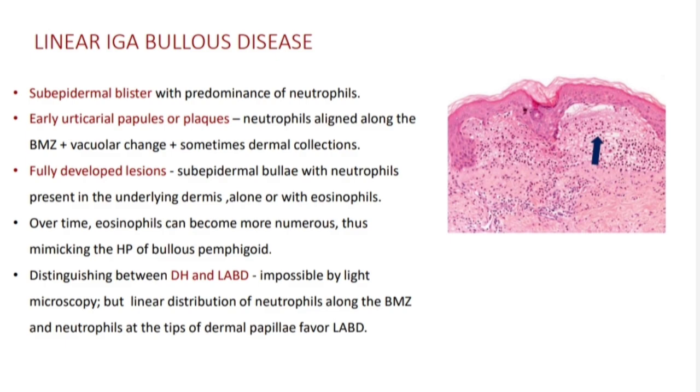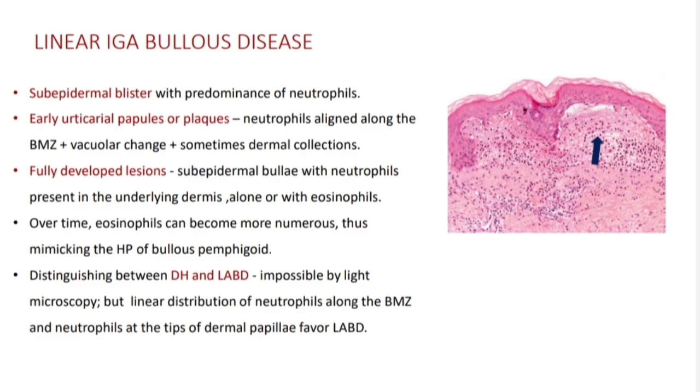Linear IgA bullous disease. Here also there is a subepidermal blister with predominance of neutrophils, like dermatitis herpetiformis. The early urticarial papules or plaques show neutrophils aligned along the basement membrane zone along with vacuolar change and some dermal collections. The fully developed lesions show subepidermal bullae with neutrophils present in the underlying dermis alone or with eosinophils. Over time, these eosinophils can become numerous, thus mimicking the histopathology of bullous pemphigoid.